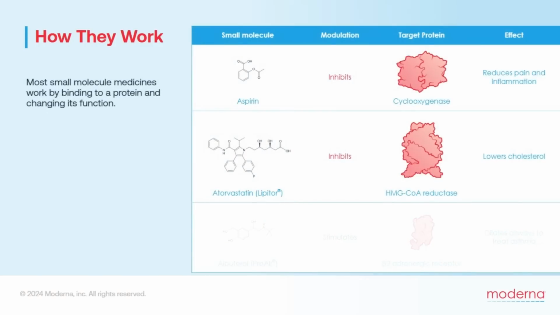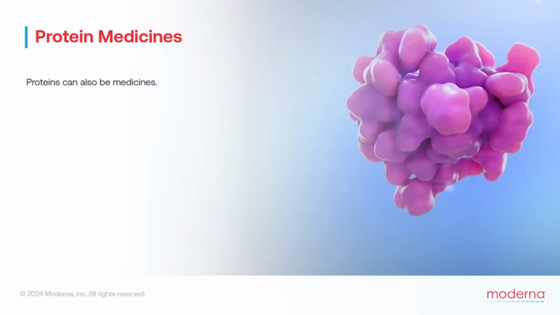The way almost all small molecule medicines work is that they bind to a particular protein and change how that protein functions. Some small molecule medicines slow down or completely inhibit the target protein's function. Others do the opposite and increase the target protein's ability to function. Therefore, modulating the activity of proteins is a general mechanism by which we can treat ailments and disease. But proteins themselves can also be medicines. They now make up a key class of medicines known as therapeutic proteins or protein biologics.